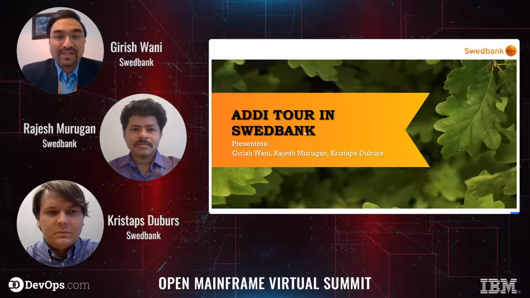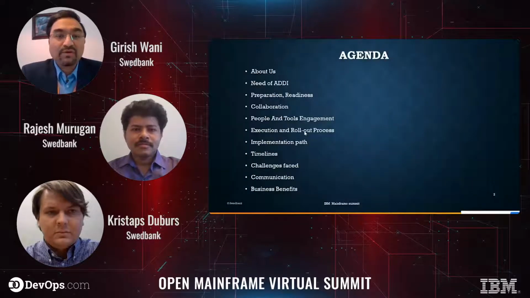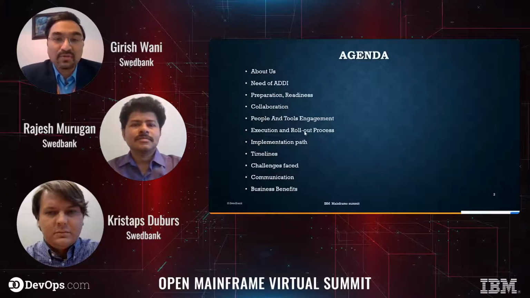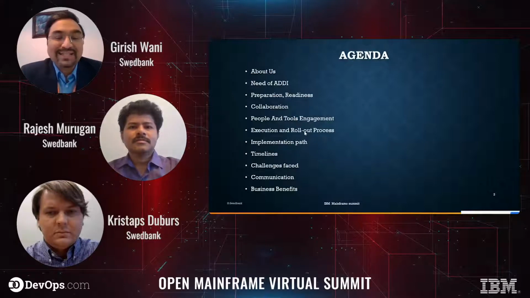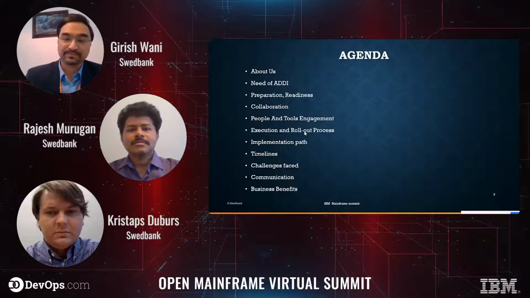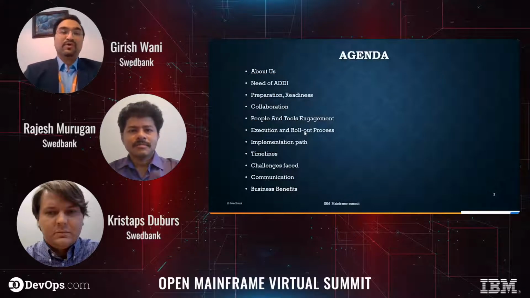Going on to the next slide, we are going to cover the journey of Swedbank in implementing application discovery. We are going to cover a brief introduction about ourselves, and then how and when we implemented application discovery, what were the different challenges we faced, what was the collaboration required, and what was the rollout process for implementing application discovery. And in the last leg, we are going to cover the business benefits which we have realized or which we foresee for implementing this tool. Okay, moving on to the next slide.